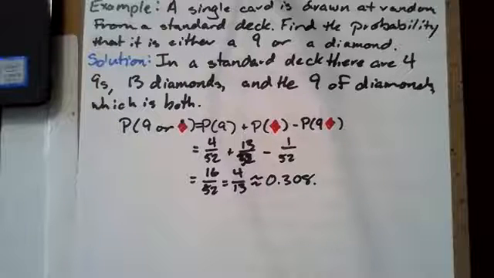So that's 4 over 52 plus 13 over 52 minus 1 over 52. That comes out to 16 over 52, which is equal to 4/13, which is approximately 0.308 or approximately 31%.